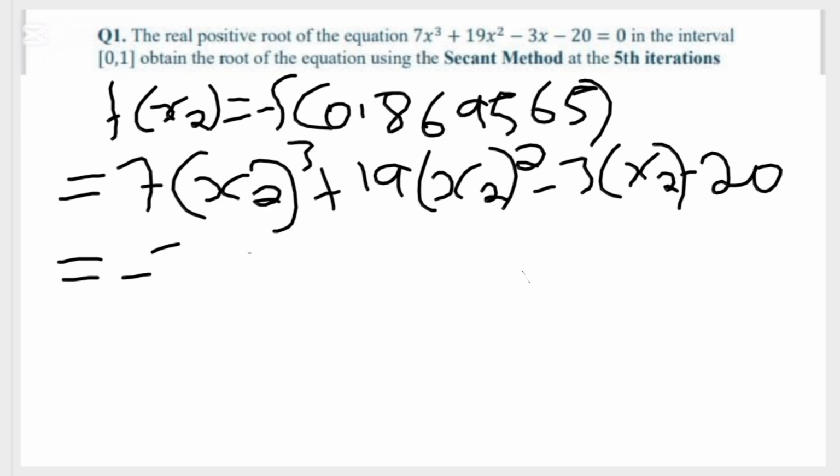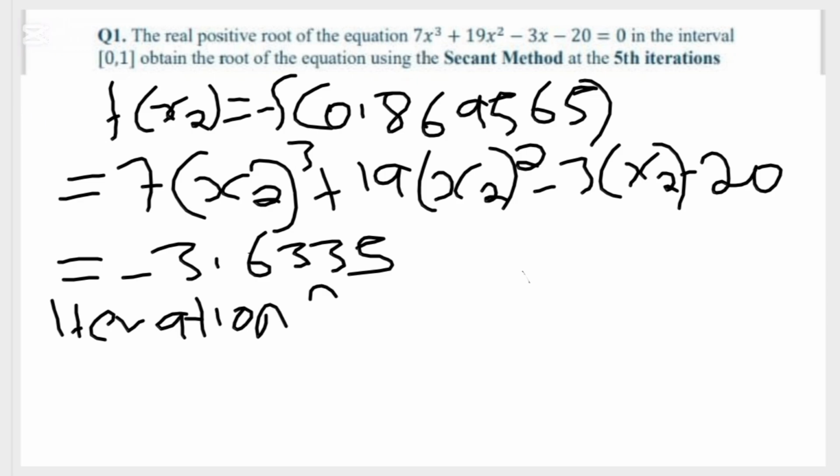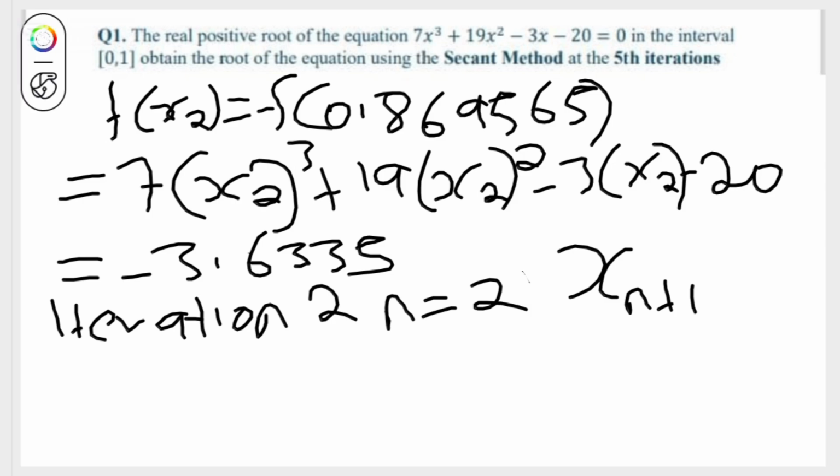So therefore, I'll get negative 3.633, and so I have to perform my second iteration. Second iteration, when n is equal to 2. So from the formula, the subscript is n plus 1, because n is 2, so I have to add 1 and I'll get x of 3.